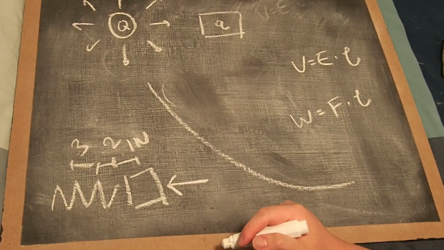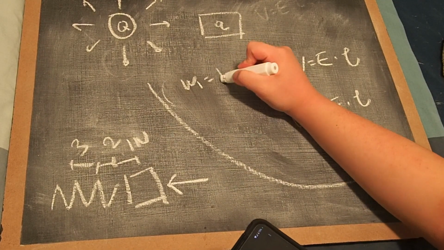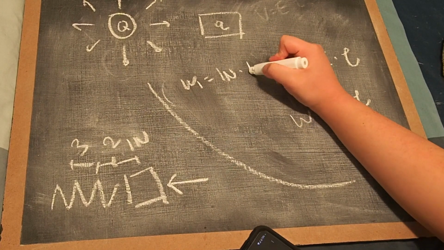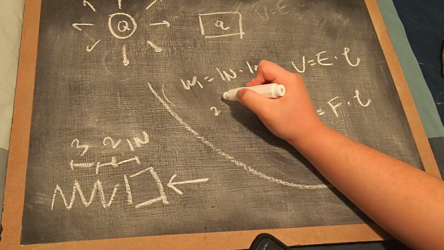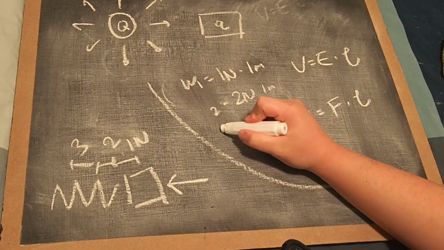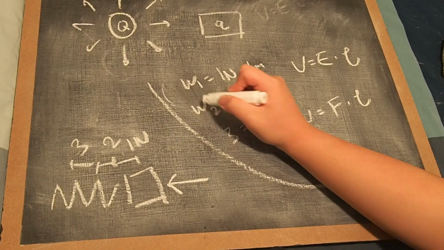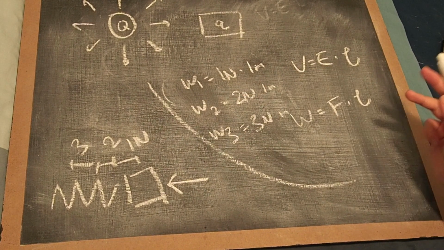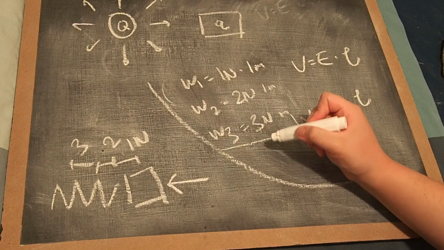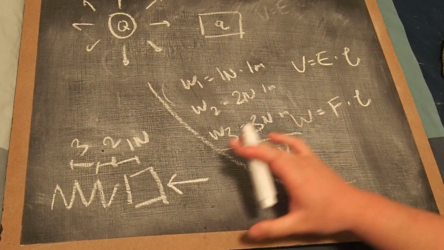What you can say is, well, the amount of work for the first meter is equal to 1 newton times 1 meter, right? And then number two is going to be 2 newtons times the meter, and then 3 newtons times the meter, right? And then you can say, well, what's the total amount of force you have? That's going to be around 6 newtons, something like that. But it's still an approximation.